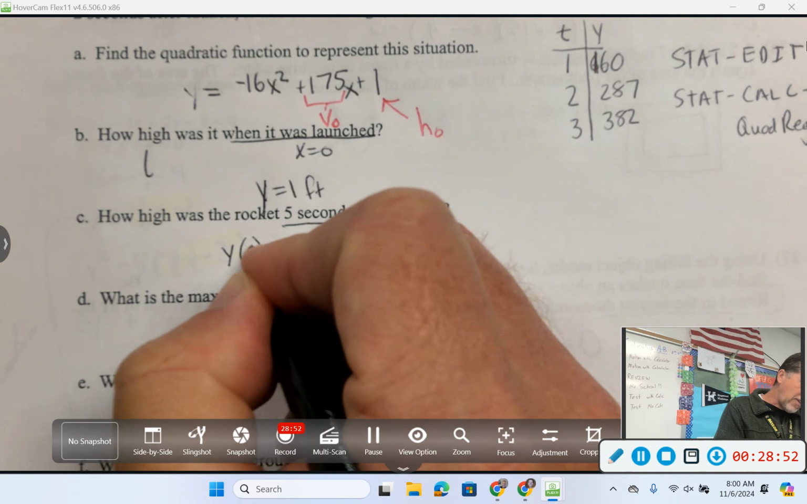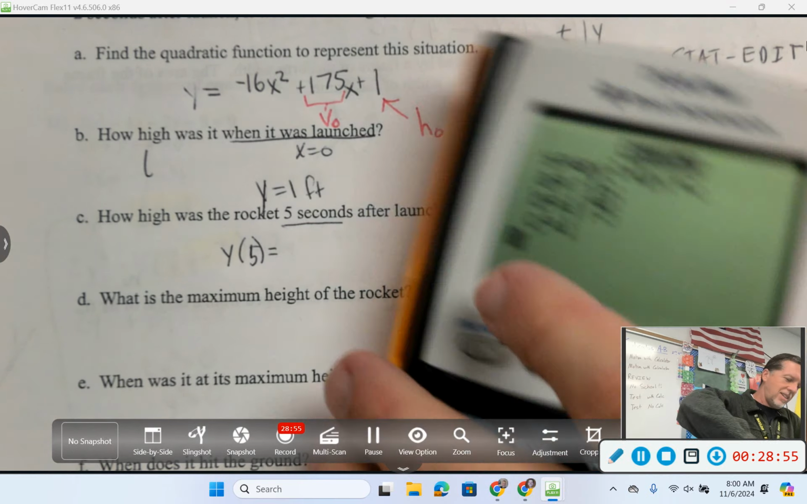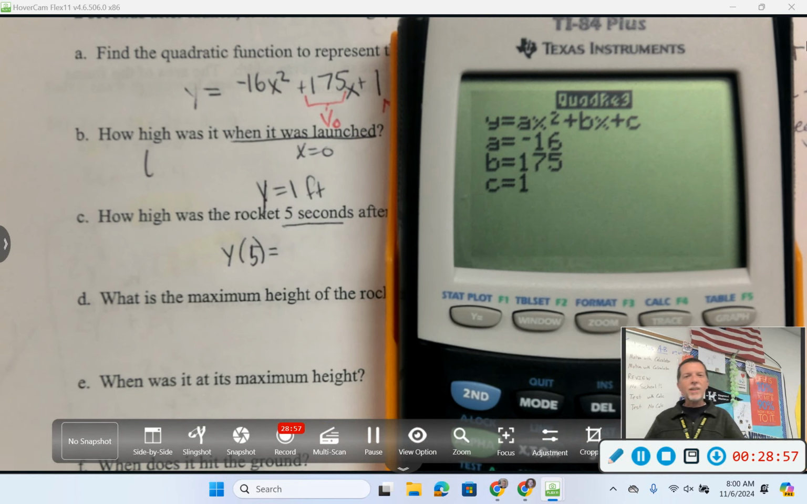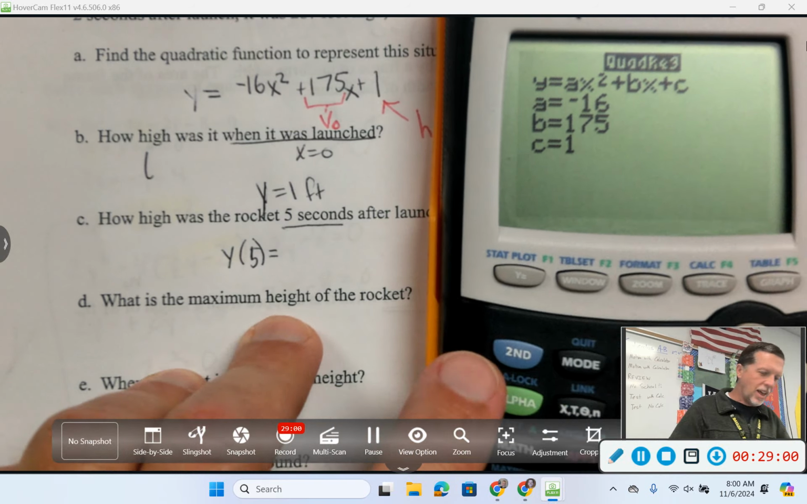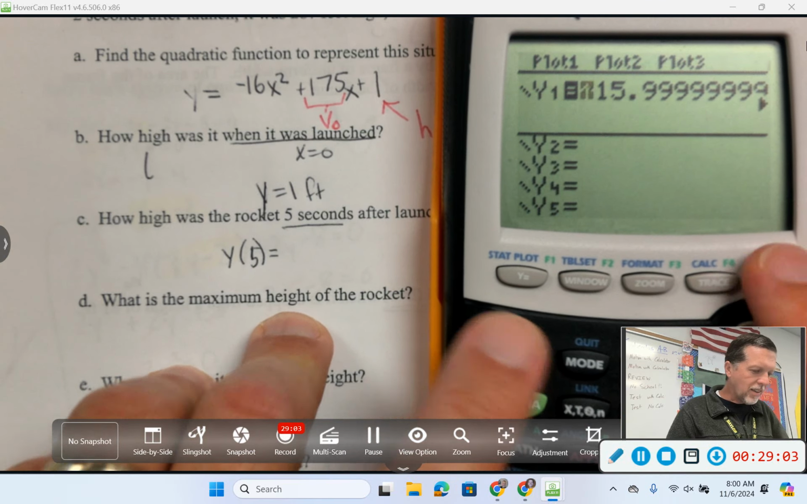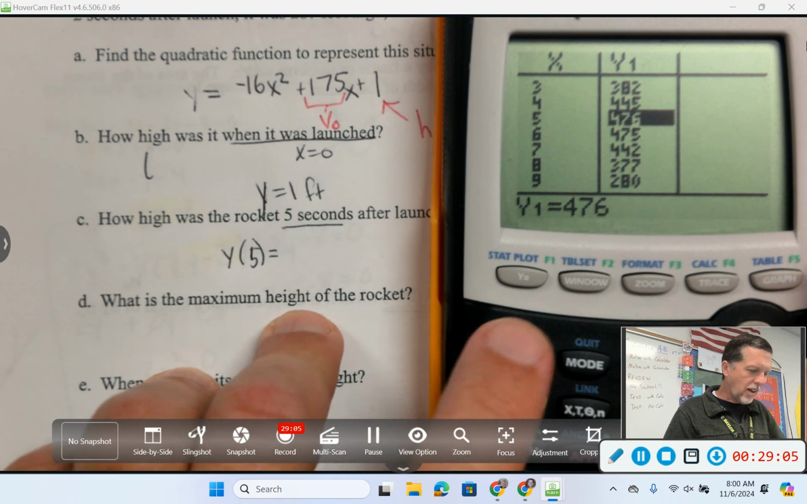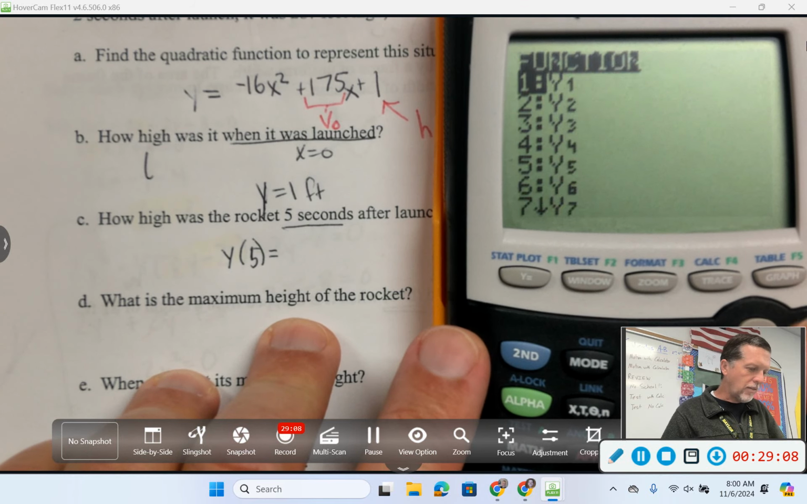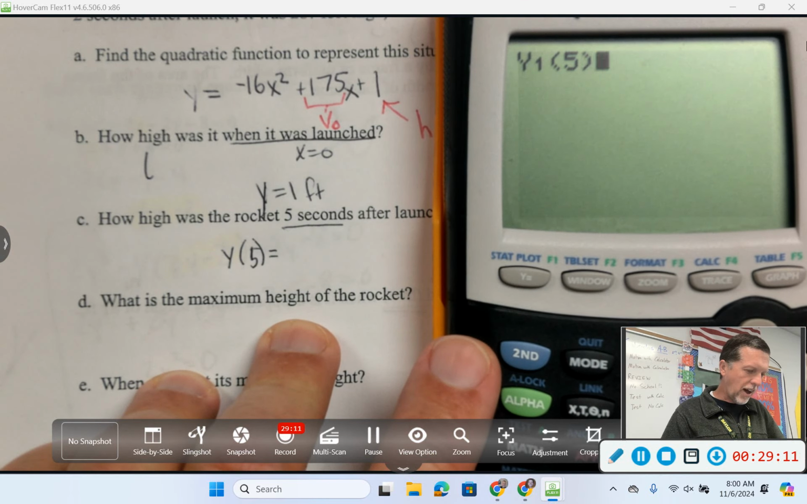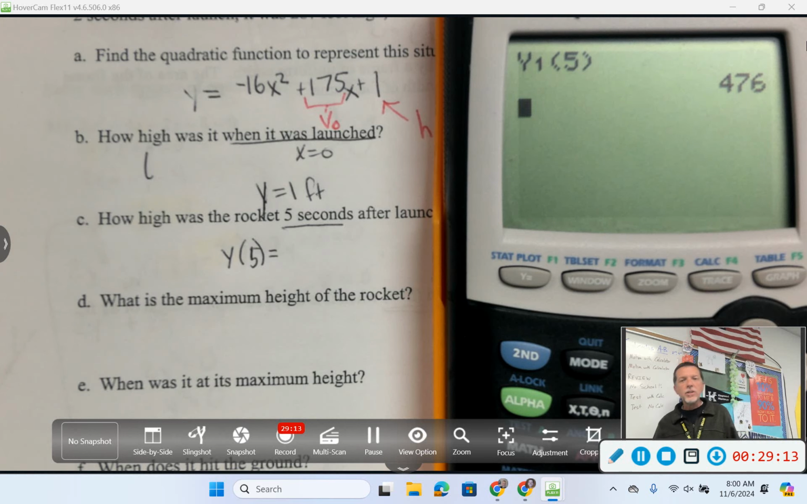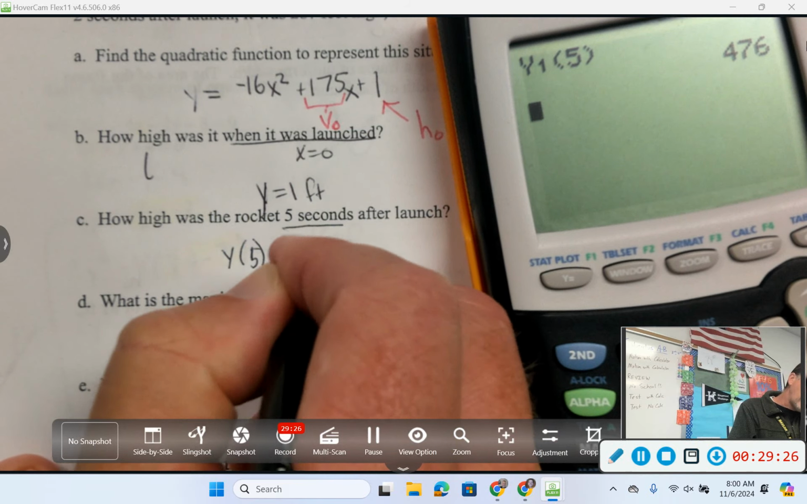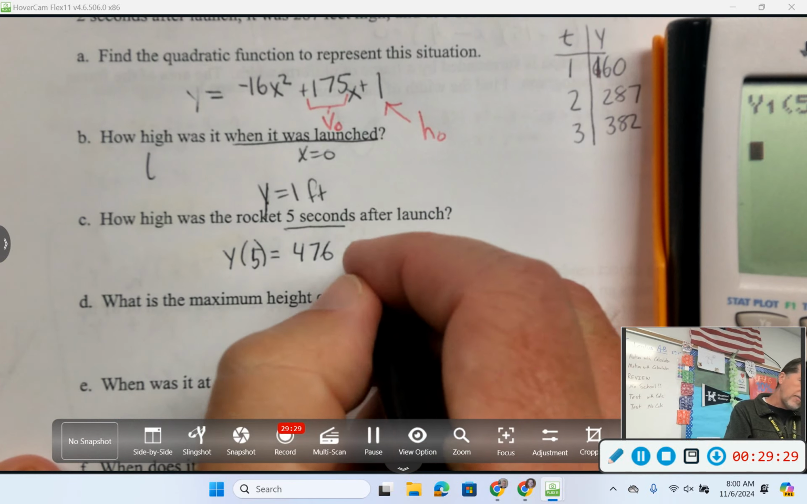I want y of 5. Oh, wait, no, that's the wrong one. 476. So I can plug in 5 on my own, I could go to the table and find 5, or I can also do Y-Vars, Y1 at 5. But however you get there, the answer is 476. There's at least 3 ways: table, plug in 5, let the calculator plug in 5. I suppose you could also do it on the graph if you wanted to look at the graph.